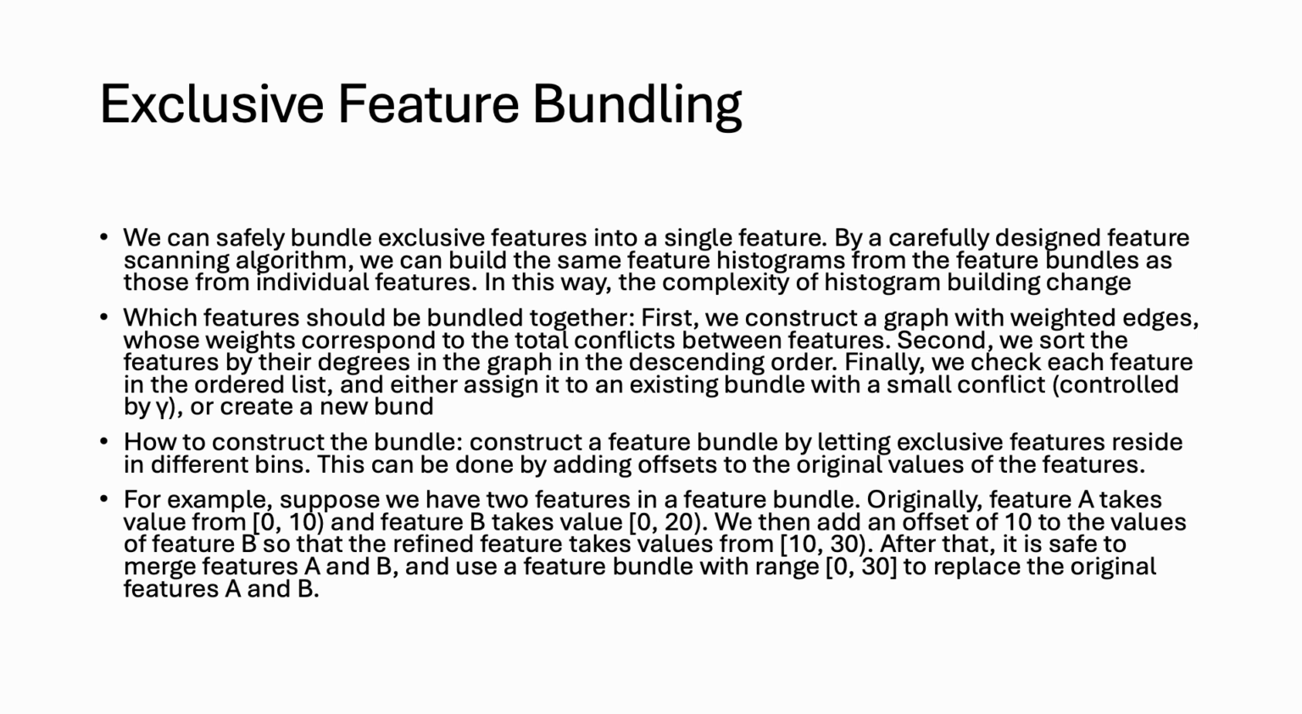things. The first is which features should be bundled together. To decide that, first we construct a graph with weighted edges, and the weight corresponds to the total conflict between features. Second, we sort the features by their degrees in the graph in descending order. Finally, we check each feature in the ordered list and either assign it to an existing bundle with a small conflict, or we create a new bundle.